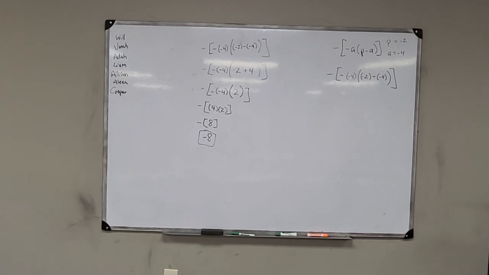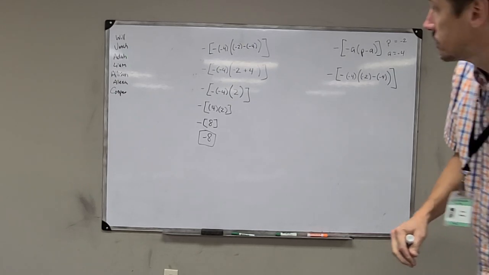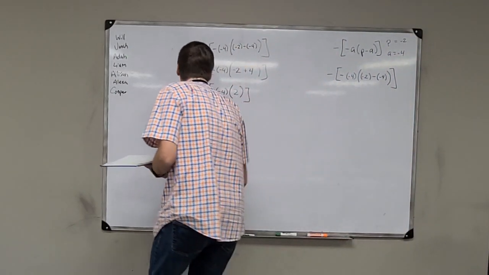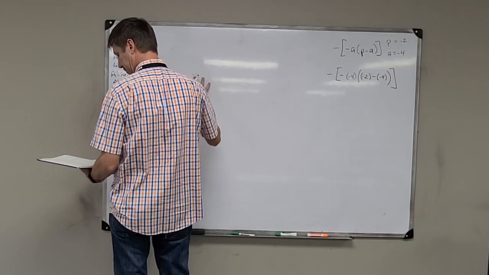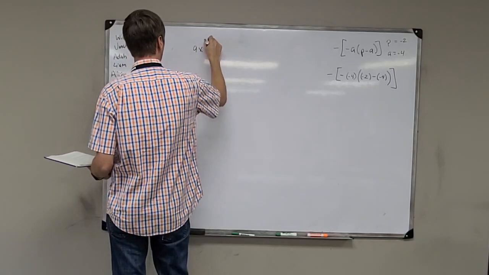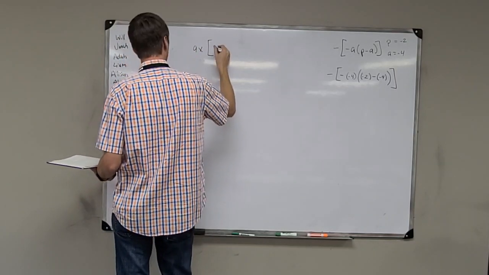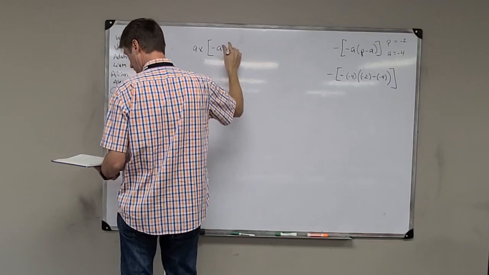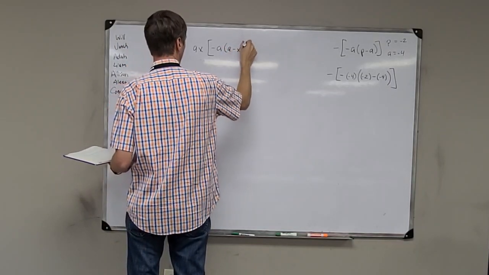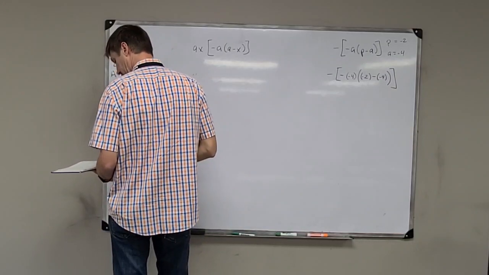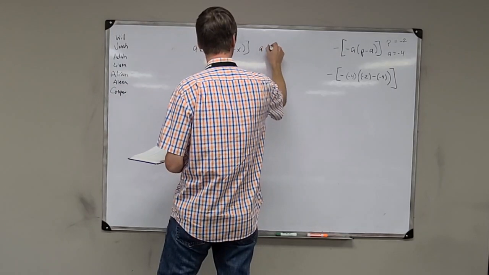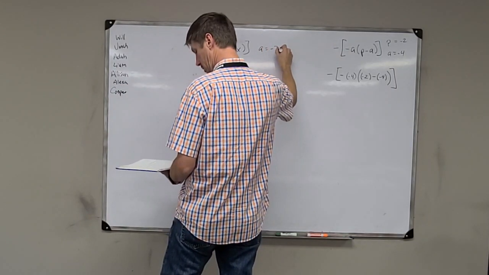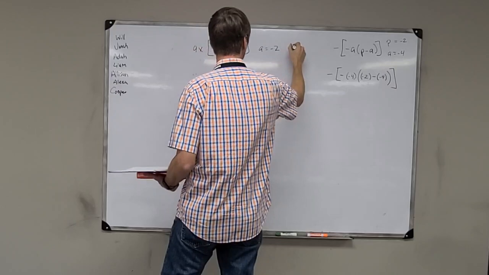All right, let's try one more. And I'll try to make sure I write this whole thing down correctly. AX, brackets, negative A, parentheses, A minus X. And they tell us that A equals -2. And X equals -6.